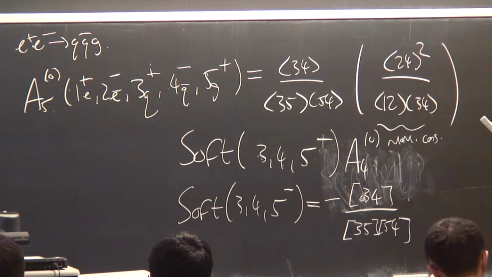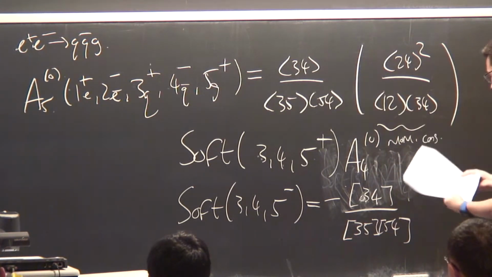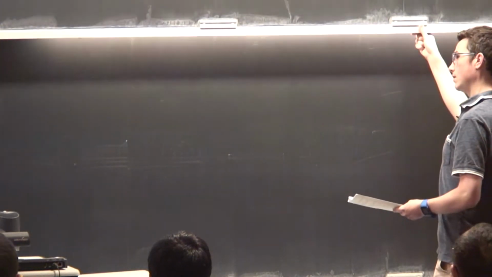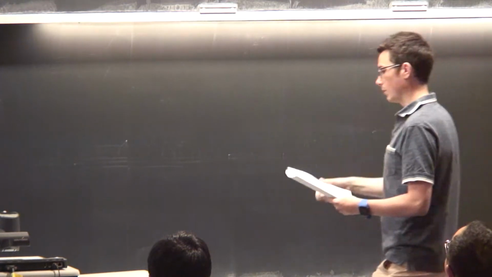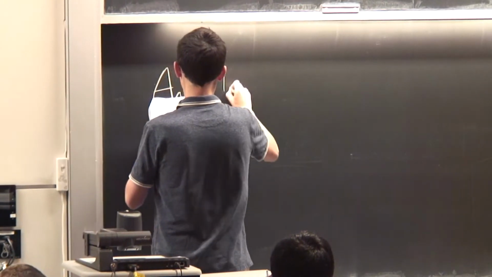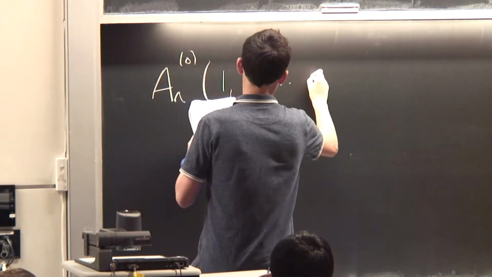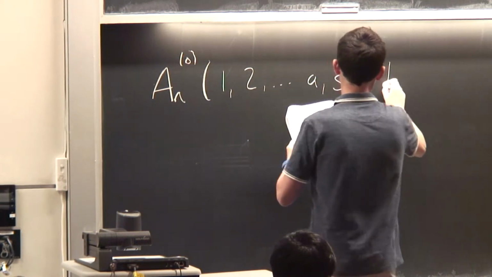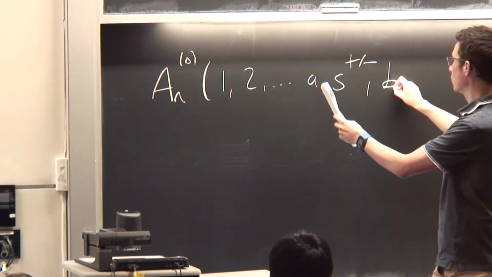So our general factorization in QCD, for an n-point amplitude, we have some soft gluon between two partons. I don't care whether these are gluons or quarks.